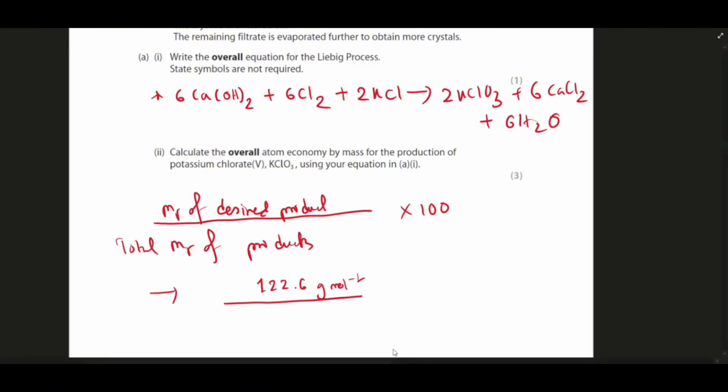What's CaCl2 again, can you please tell me? I'm not sure. CaCl2, check. Is chlorine 71?